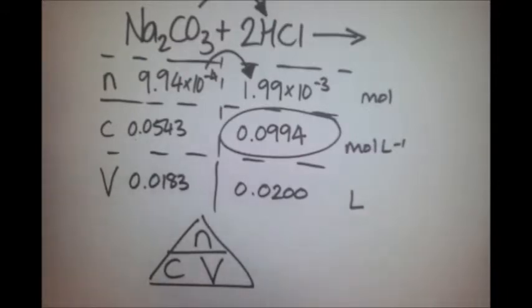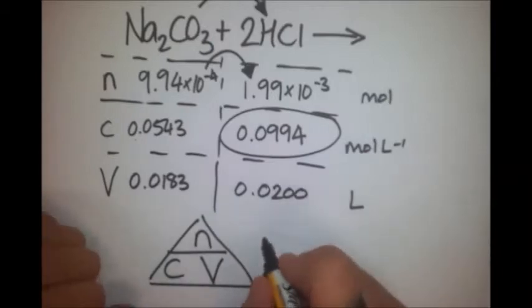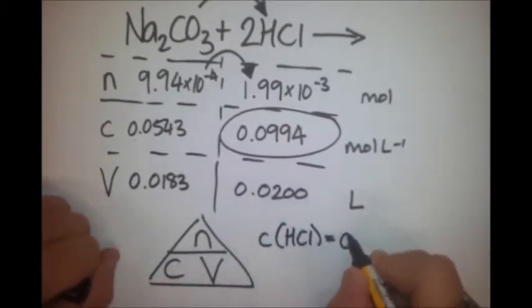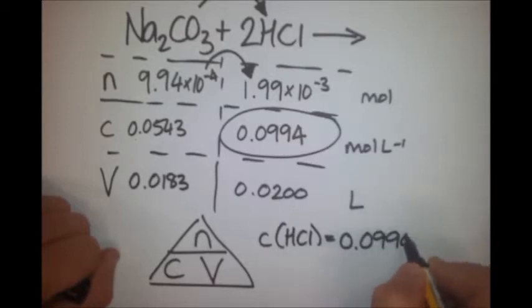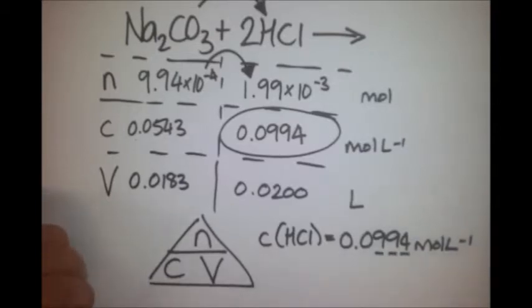So I've done everything I need to. To be careful, I'm going to put that down here. The concentration of HCl equals 0.0994, and I'm going to remember my unit, moles per litre. We'll notice that it's 3 significant figures, even though it was 0.099369, I think it was. We only record it to 3 significant figures because that's how precise our equipment was.